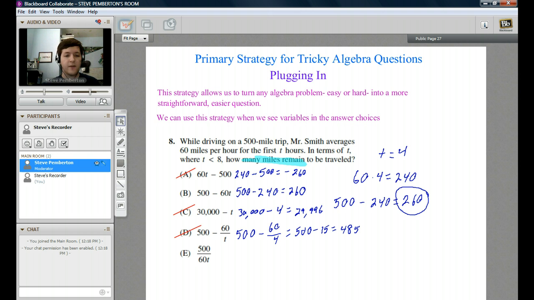E, 500 divided by 60 times t. We've seen that a few times. We said 60 times t is 240.